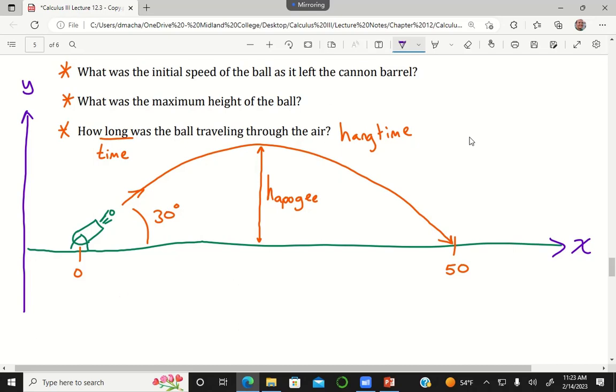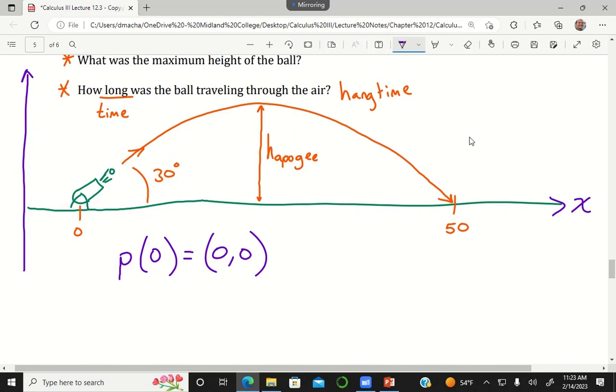So the position of the cannonball at time t equals 0, I'm going to label that point (0, 0). Okay? The velocity of the cannonball at time t equals 0 is going to be whatever the velocity is, right? Like as it's exiting the barrel of the cannon.